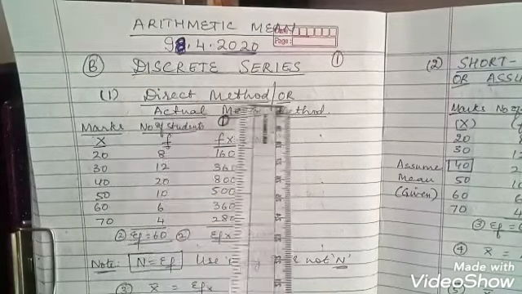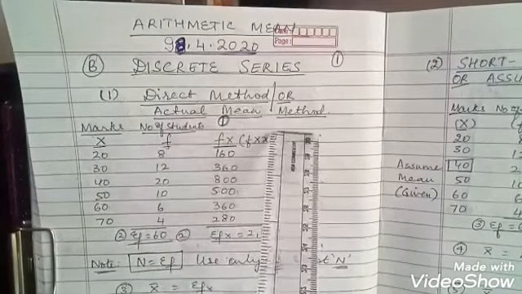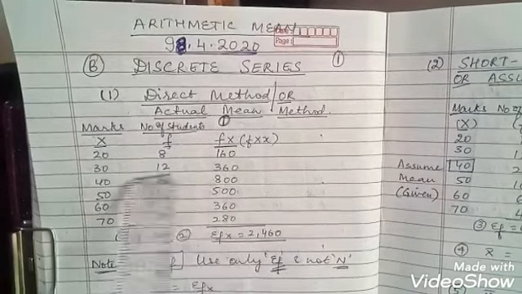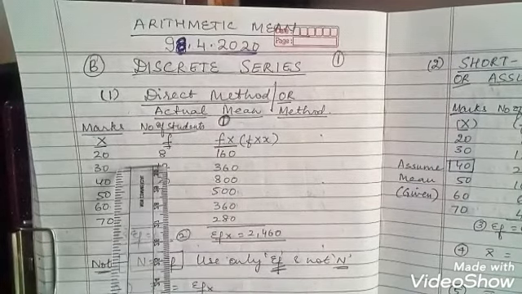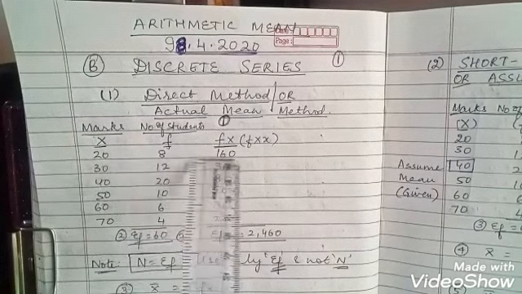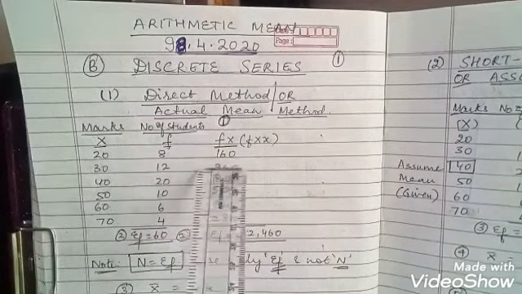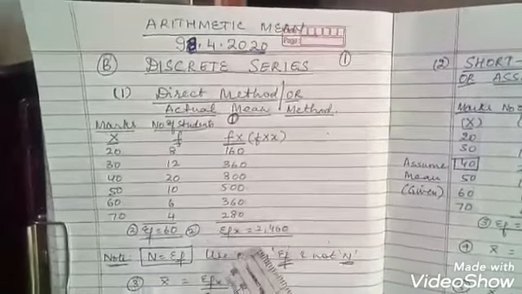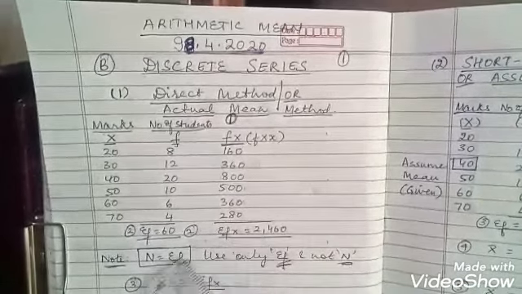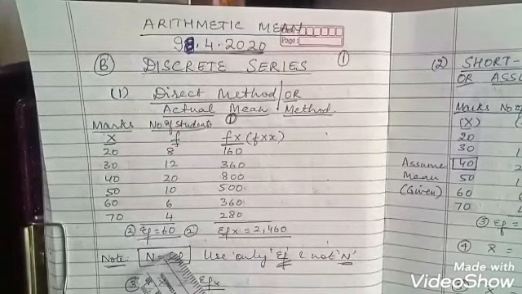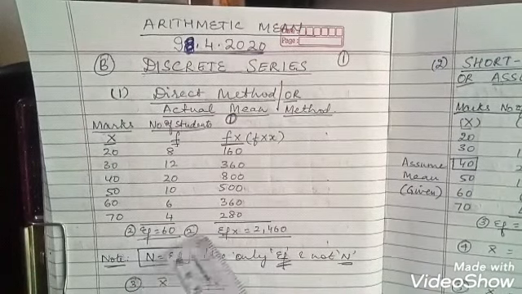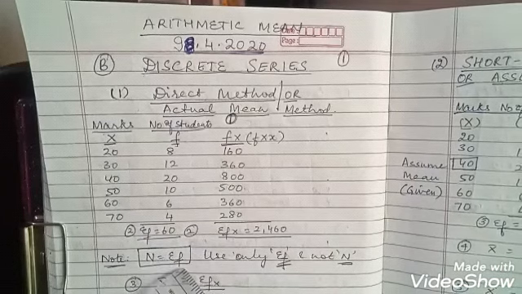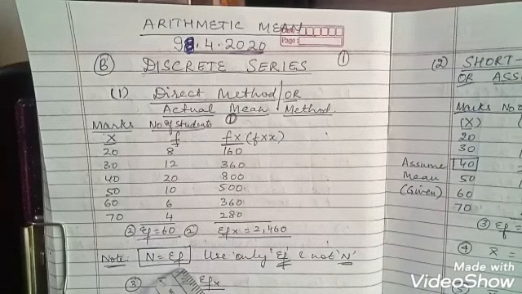When you are using the direct method or the actual mean method, the very first step is you will find fx. What is fx? Each value of x multiplied with each value of f. 20 into 8 is 160, 30 into 12 is 360 and so on. The second step will be you will take summation of fx and you will take summation of f. Let me tell you one thing. The formula goes sigma fx upon n. N is the number of items, which in case of discrete series is sigma f.